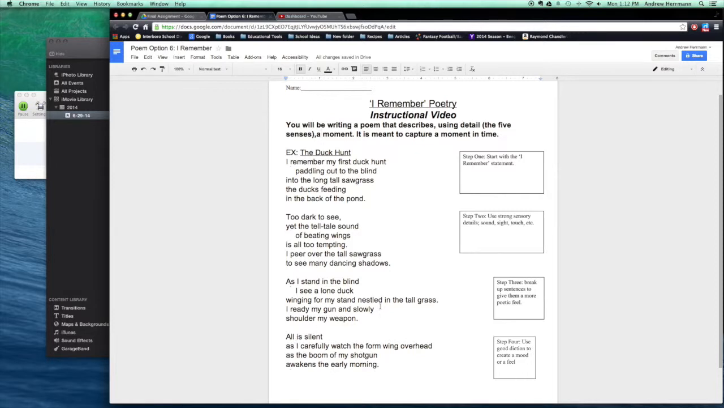You're going to pick a memory, you're going to express it in poetic form, it should be filled with imagery, maybe some figurative language and good diction, but it should be a snapshot that really reveals that memory in your brain.